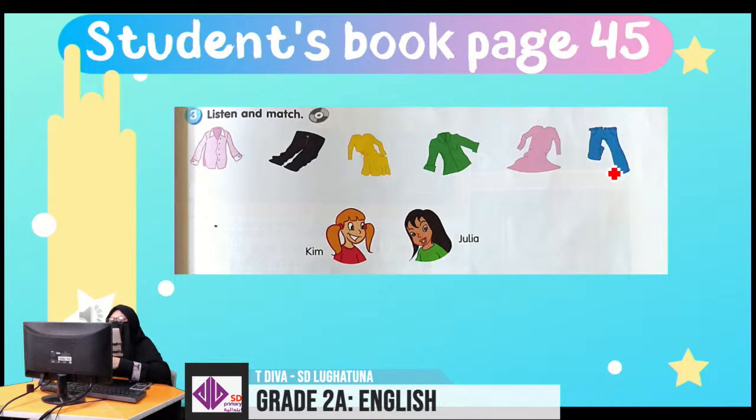Good job. Okay, so you're going to listen to the audio on YouTube. If you hear, for example, "Whose green shirt is this?" "It's Kim's." You draw a line to Kim. Okay, that's the example. Good job, everyone. Thanks for helping me with this. I'm going to play the audio.